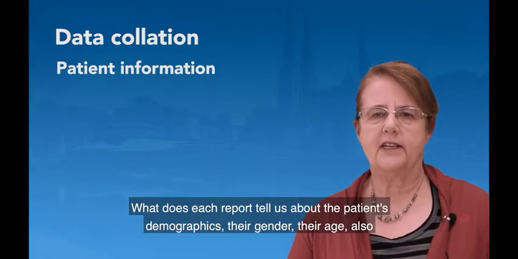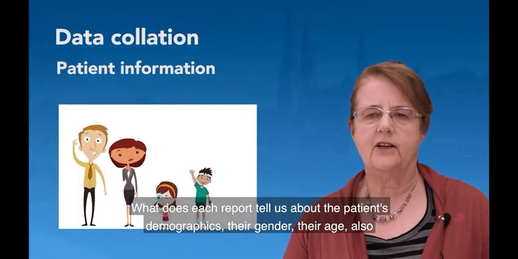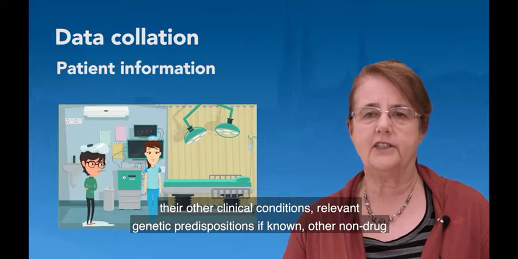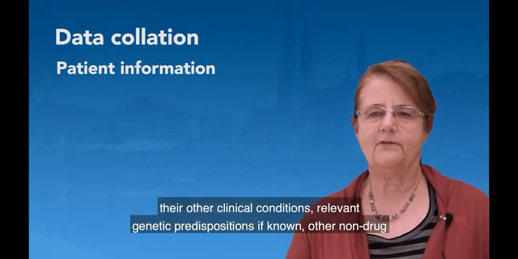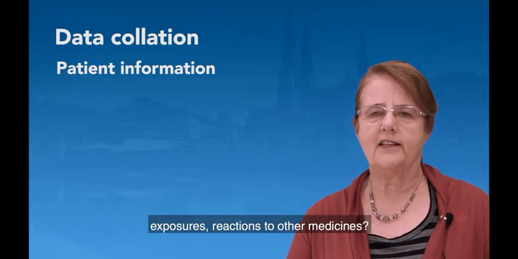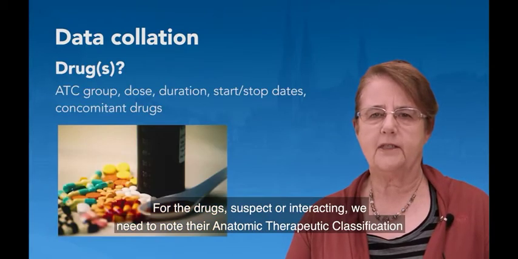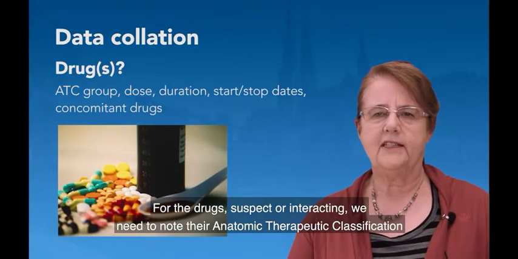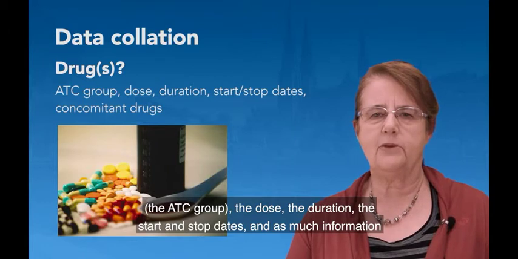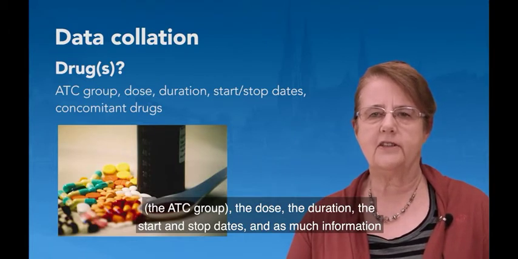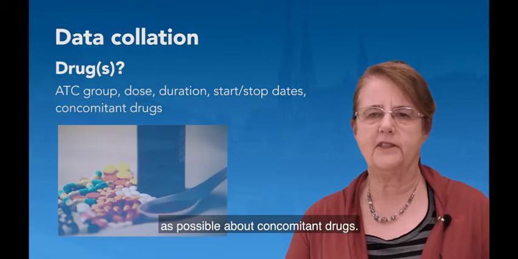What does each report tell us about the patient's demographics, their gender, their age, also their other clinical conditions, relevant genetic predispositions if known, other non-drug exposures, reactions to other medicines? For the drugs, suspect or interacting, we need to note their anatomic therapeutic classification, the ATC group, the dose, the duration, the start and stop dates, and as much information as possible about concomitant drugs.